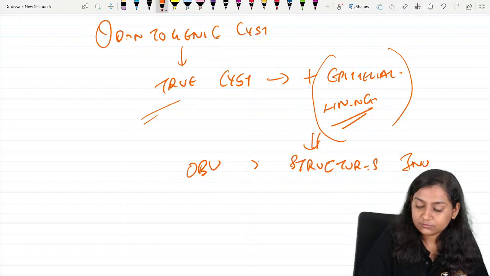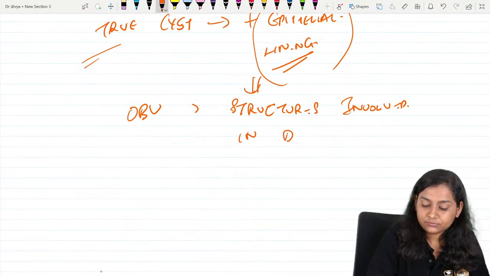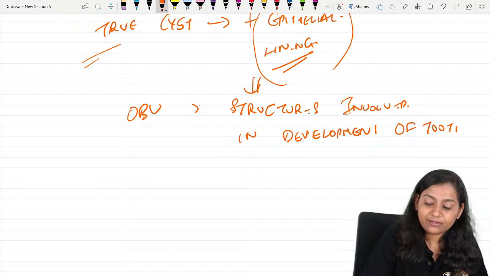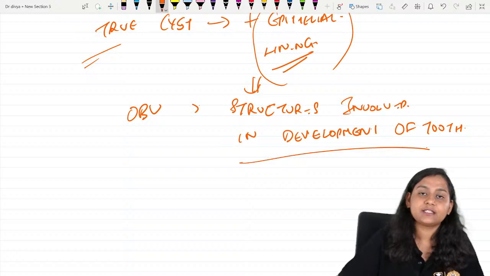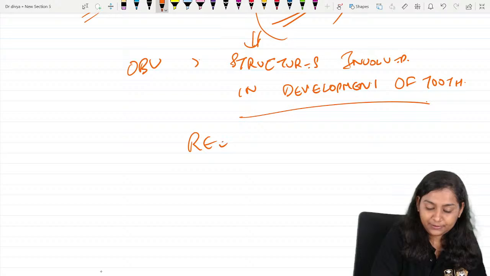Structures involved in development of tooth. So what are the structures involved in the development of the tooth? You would have done this in your DA, DH. Okay. So we have reduced enamel epithelium.